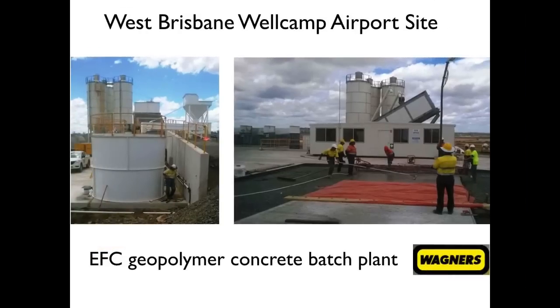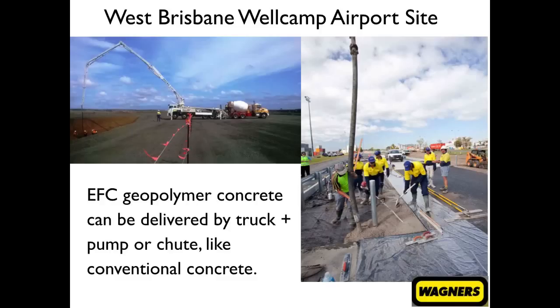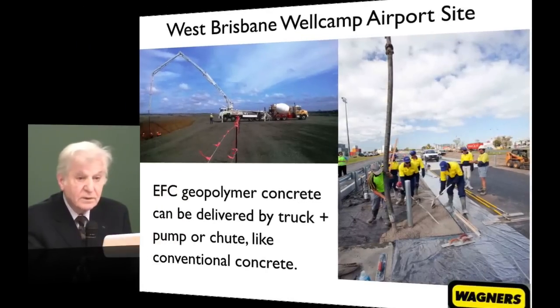You see them working on the airport site. They have the concrete batch plant. The geopolymer concrete can be delivered by truck, pump or chute. They were using the chute system. Their machinery equipment was not ready for regular application as for Portland, but this is how they made their major pavement. So seeing that, it is evolving at a tremendous pace.